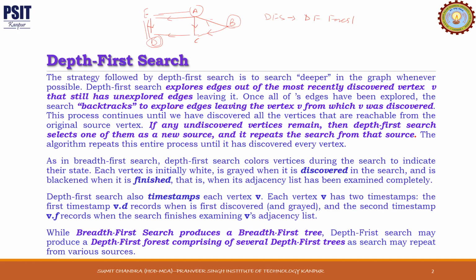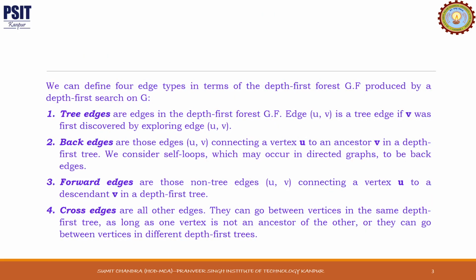This scheme of time stamping is very useful while doing the topological sorting of the graph, where depth first search is used as an application. Also, in depth first search, four edge types are defined. Tree edges are those edges which fall in a path through which we have done searching.